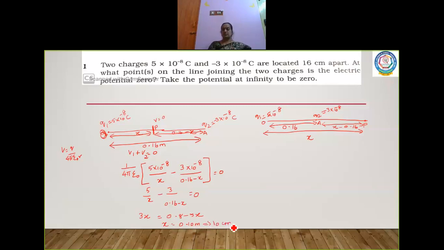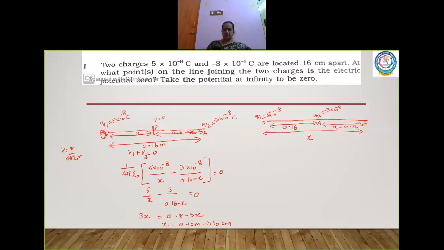So at a distance of 10 centimeter from charge Q1, and when I take 0.16 minus 10, the distance between P and A will be found. At these two points, the potential is 0. Now let us move on to the next assumption.